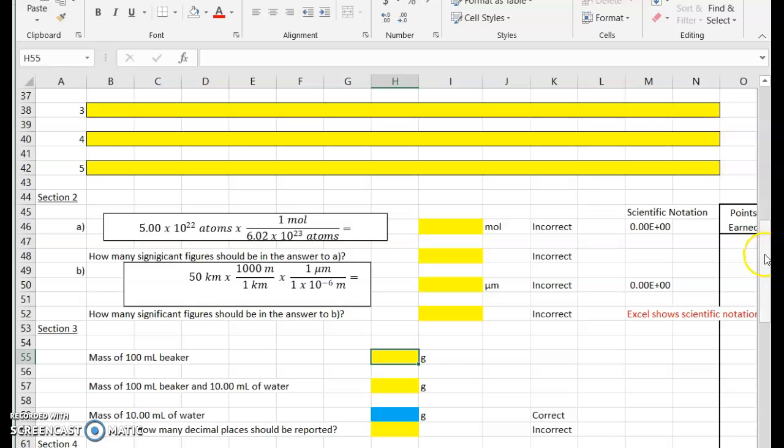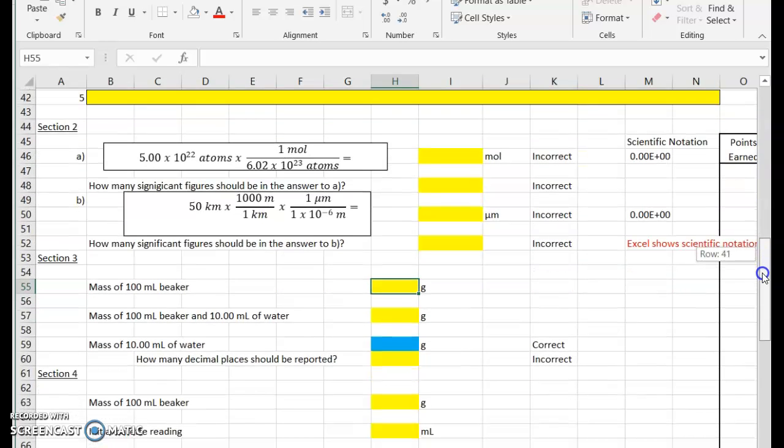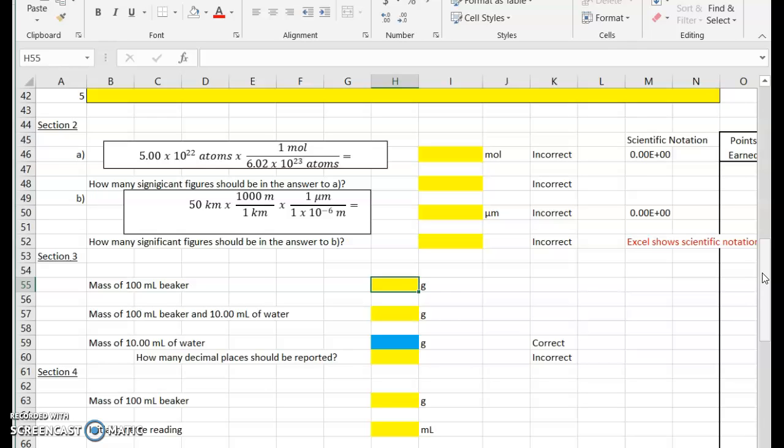Section 3, you're going to be looking at pipetting. And so you're going to pipette 10 milliliters of water into a beaker and record the masses. You will find the mass by difference. So you want to find the mass of just the water by inputting the formula into the blue cell. So any of the blue cells are formulas that you're doing. The yellow cells are data that you're entering. And again, you want to record as a numerical value the decimal places that should be in your answer.